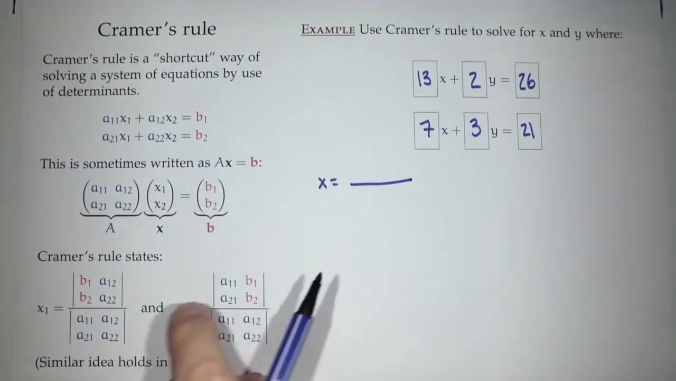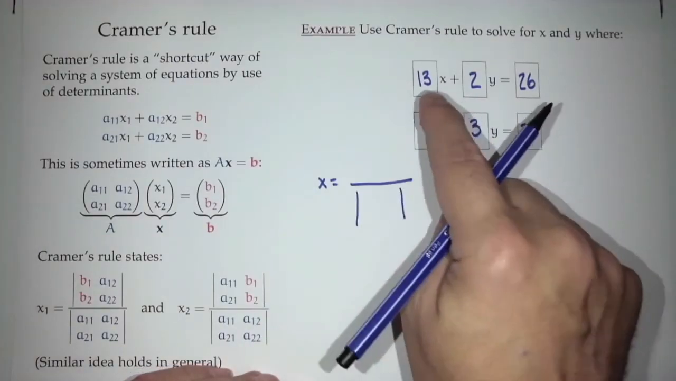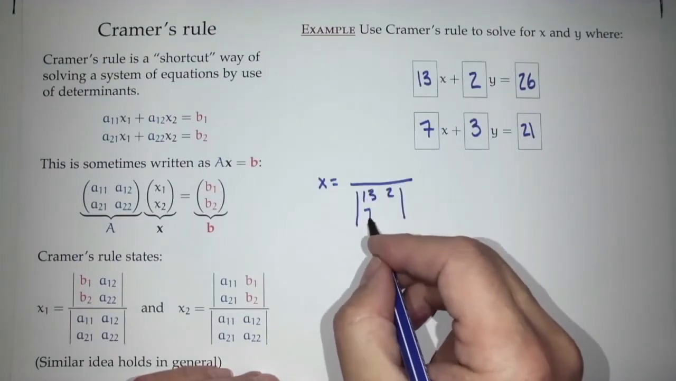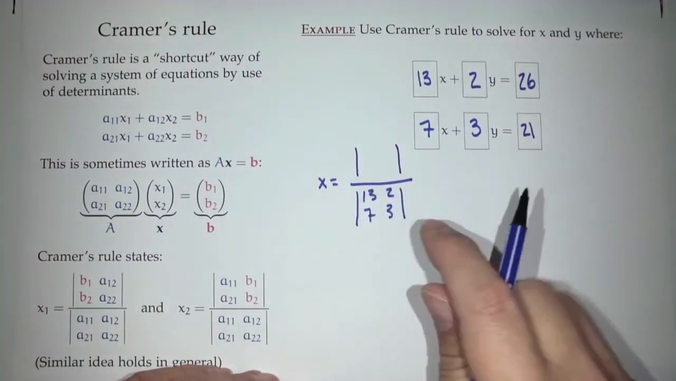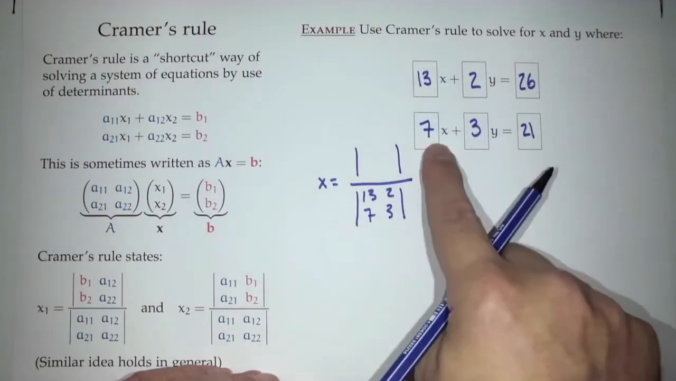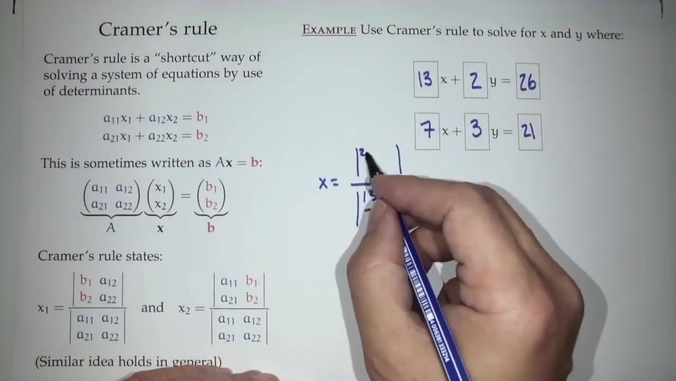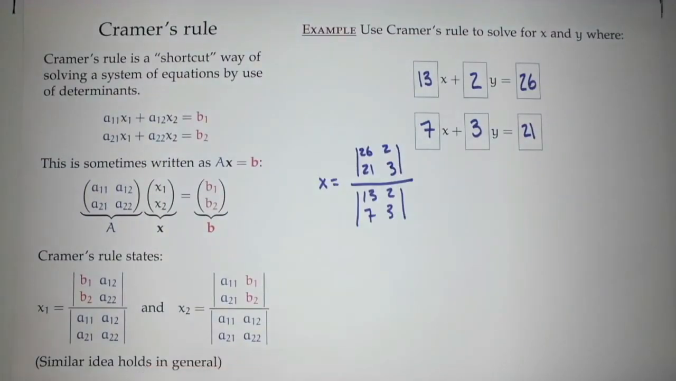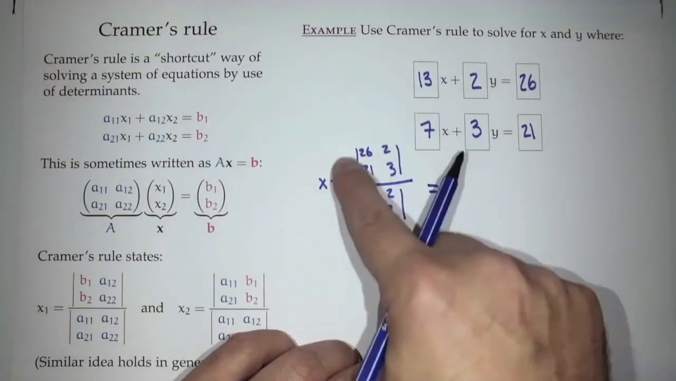So, if we're solving for x, the point is it's going to be a ratio of two determinants. Downstairs, the matrix we're going to take is just these numbers here: 13, 2, 7, 3. Upstairs, x is the column here, so we replace the 13, 7 by 26, 21. So 26, 21, and the other column stays as is. So let's take these determinants. Okay. Determinant upstairs, what do you do?